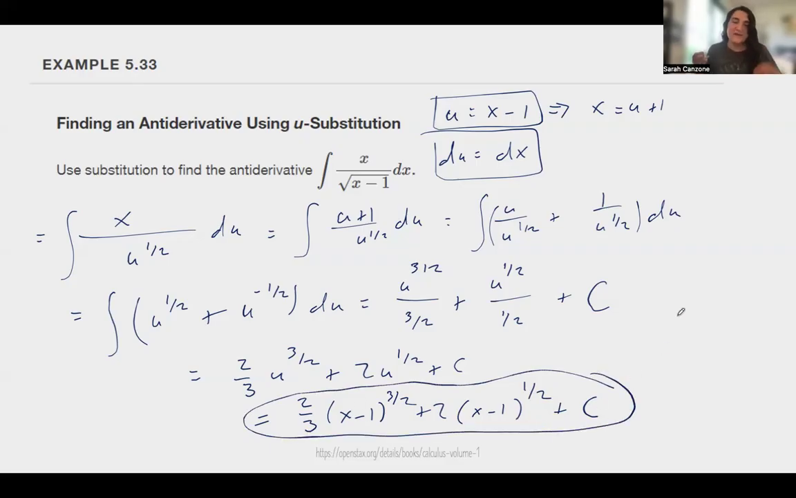So once again, if you see things that are 1 degree higher than the other, choose the higher degree to be your u. If you see things that are the same degree and you don't have anything else funky going on, choose the more complicated looking thing to be your u and then solve for the other variable. Plug it back in.